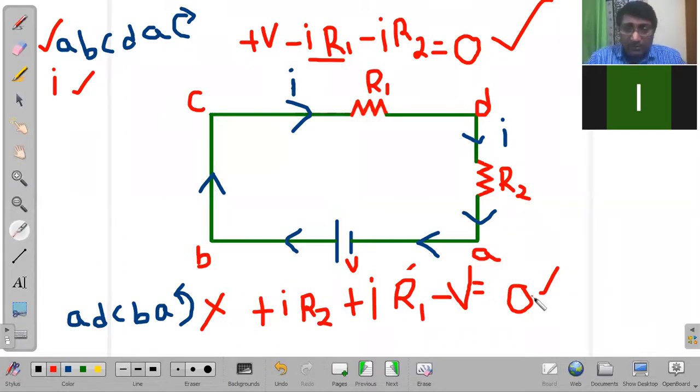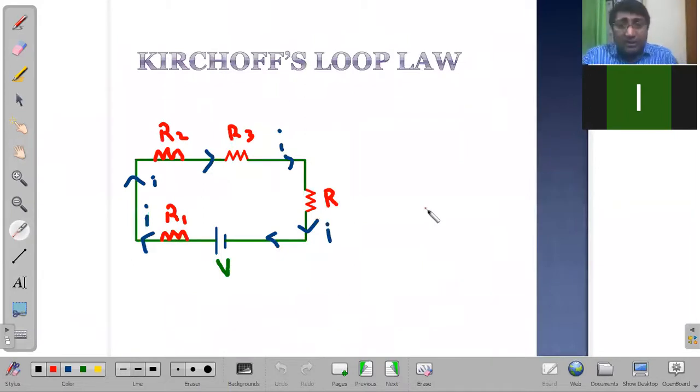Whenever you're solving problems, write the equation only once. Take anything of your choice, but make sure currents are put in the proper direction and don't ever change the current direction. Okay. So this is your work. Please draw this circuit quickly, and I want you to give me the equation in our next class.